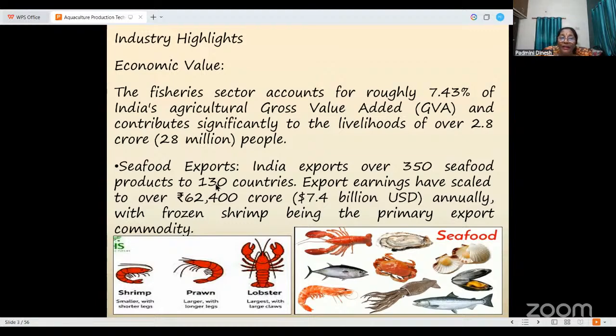And what is the earning? It has scaled up to 64,400 crores, or close to 7.4 billion US dollars annually. So we are talking about billions over here. So which is the one that is going to be exported mostly? Frozen shrimp is the primary export commodity in this aquaculture. Export, and import too, yes, in India we can also talk about the other fishes. So this is a difference between a shrimp, a prawn, and a lobster, for you all to understand.